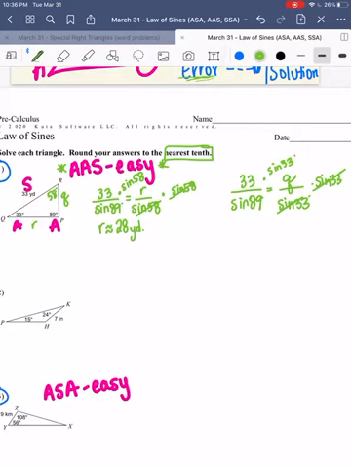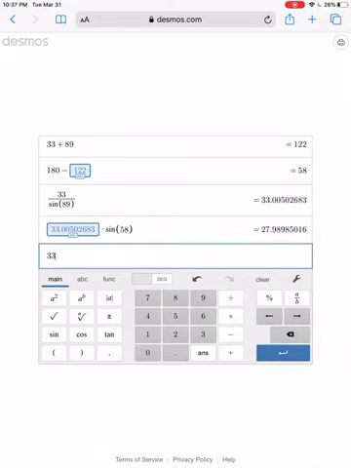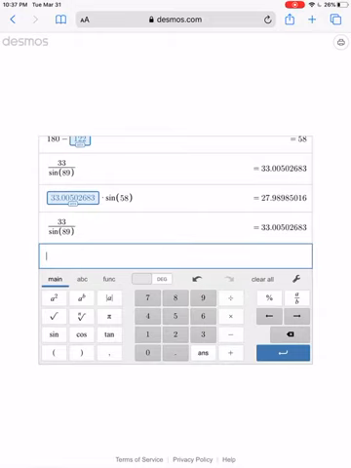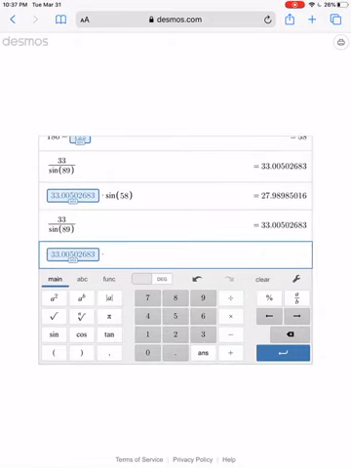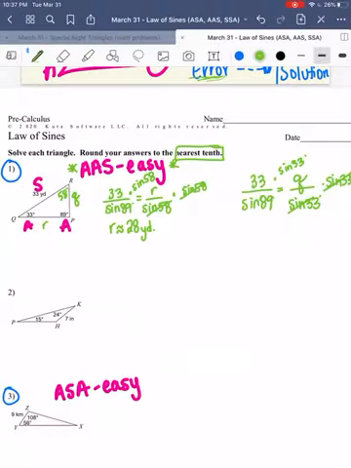Okay, so I'm going to type in 33 divided by sine 89. Close my parentheses. I'm going to hit enter, and then I'm going to take that answer and times it by, what was it, sine of 33? Close parentheses and hit enter again. So that's 17.97. The 7 will bump the 9, which will bump the 17. So Q is approximately 18 yards.